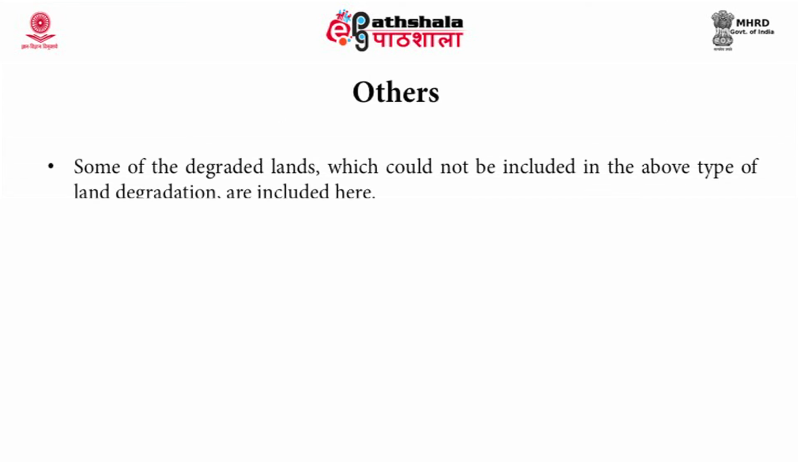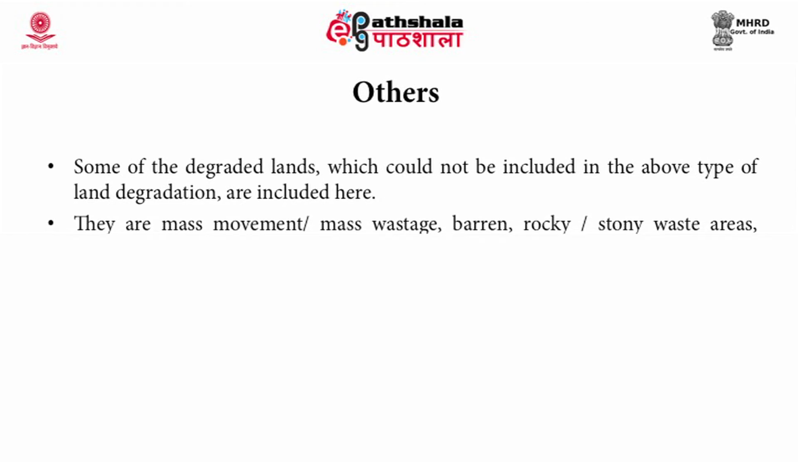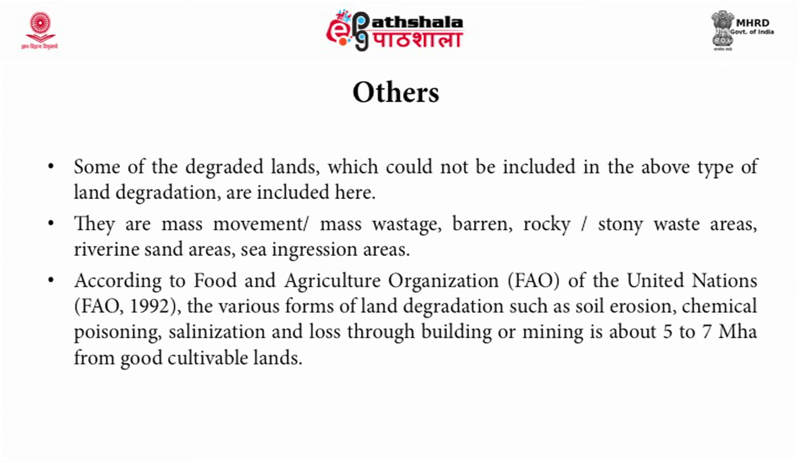Other methods which are not included in the previous slides include mass movement, mass wastage, barren, rocky, stony waste areas, riverine sand areas, sea ingression areas and so on. According to the Food and Agriculture Organization of the United Nations, various forms of land degradation such as soil erosion, chemical poisoning, salinization and loss through building or mining is about 5 to 7 megahectares from good cultivable lands.